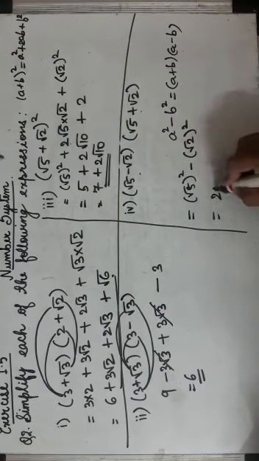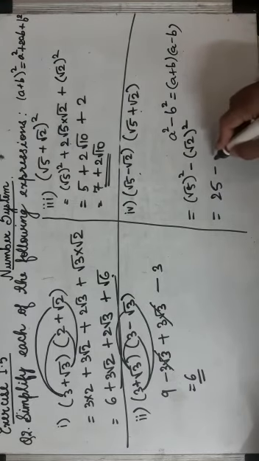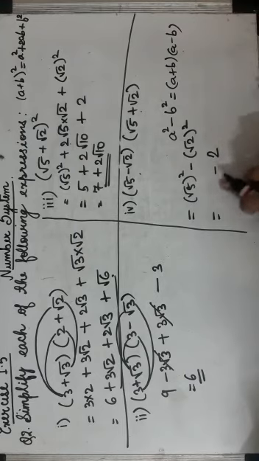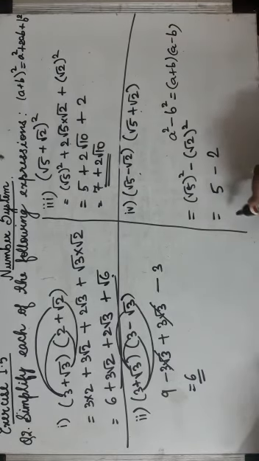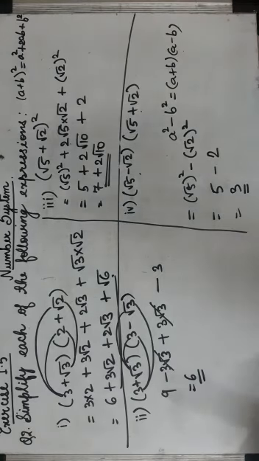Root 5 square is, sorry, root 5 square is 5 and root 2 square is 2. Clear? Then 5 minus 2 is 3. 3 is the answer. Clear?